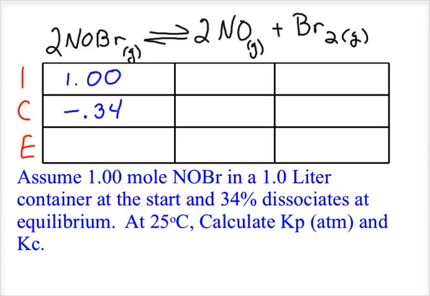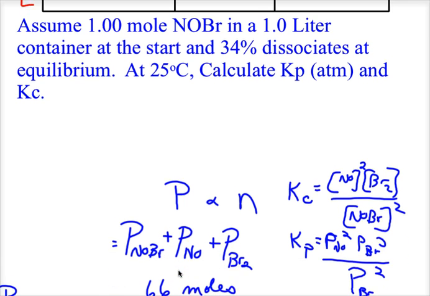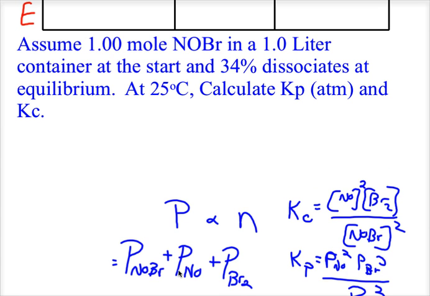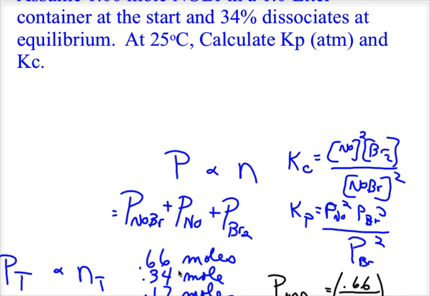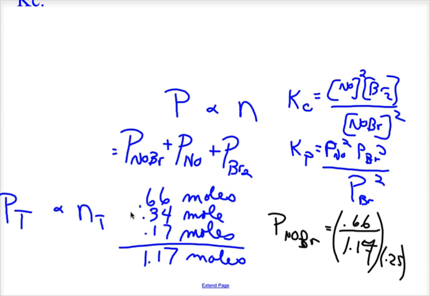So calculate Kp, Kc, and the total equilibrium pressures. I'll just give you a sneak peek as to some of the ways to begin this. If you think about it, the pressure and the number of moles are related. Remember how Kp and Kc are related? And know that the total moles is related to the total pressure. So these hints should help you get started.